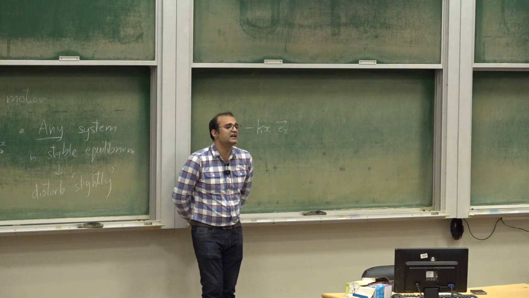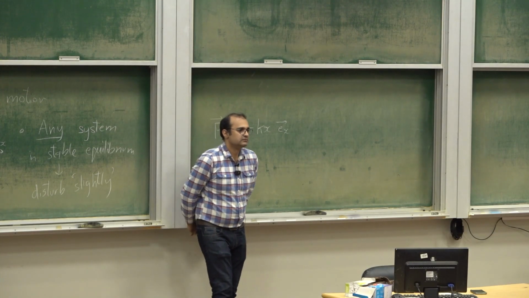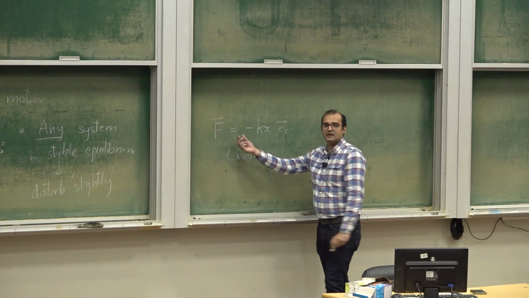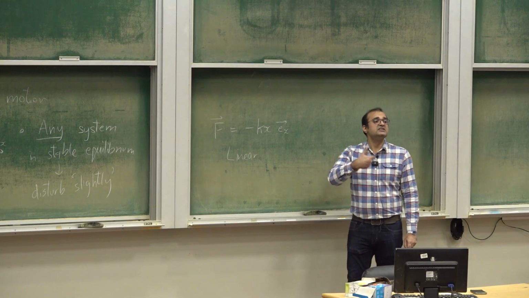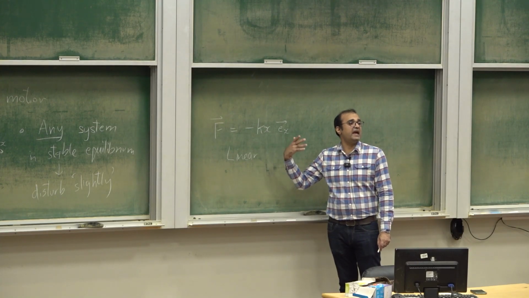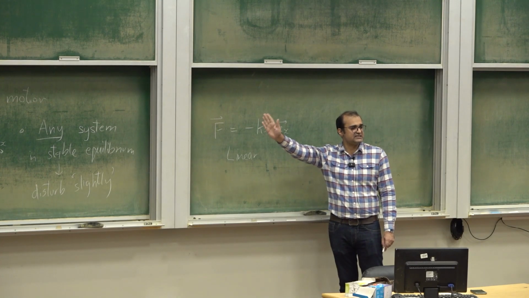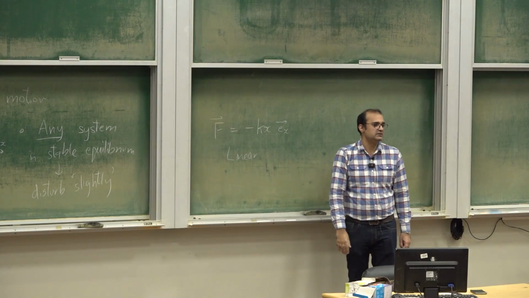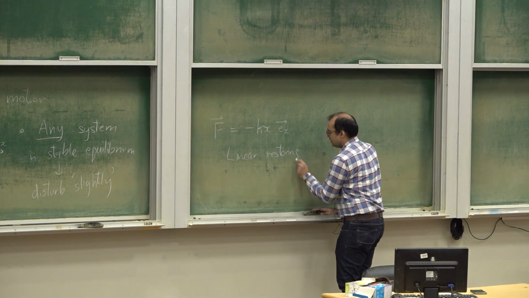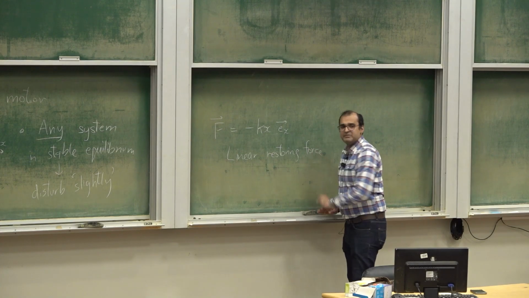You have this linear restoring force. It's called linear because the force is directly proportional to the disturbance, the disturbance in this case being x. X, remember, is just the distance of the block from the equilibrium position. So you have a linear restoring force. Keep that in mind.